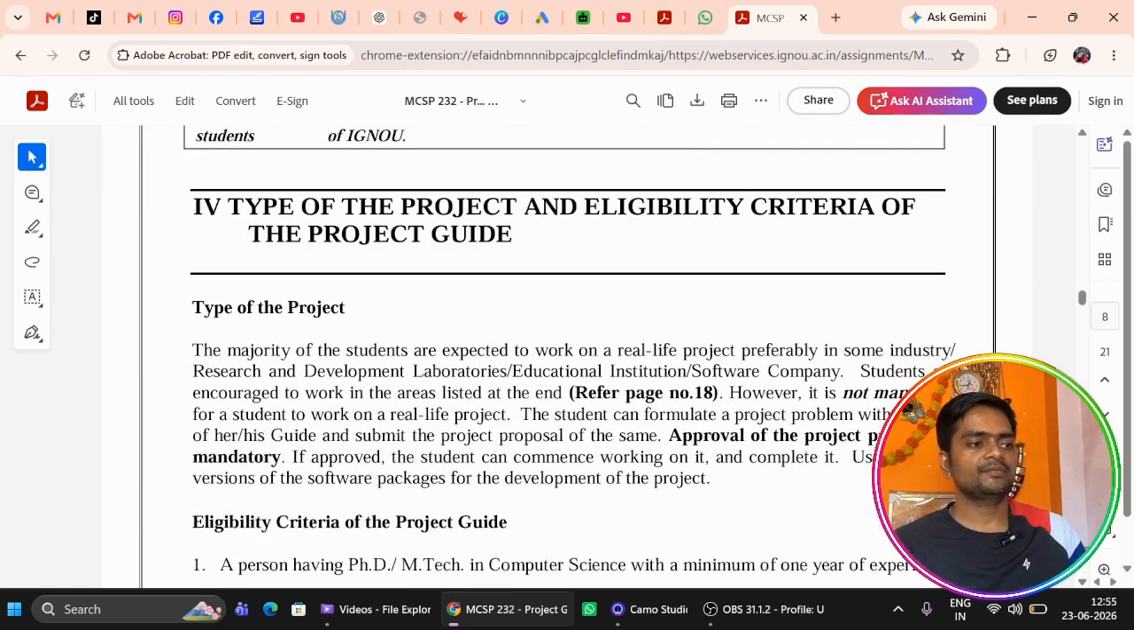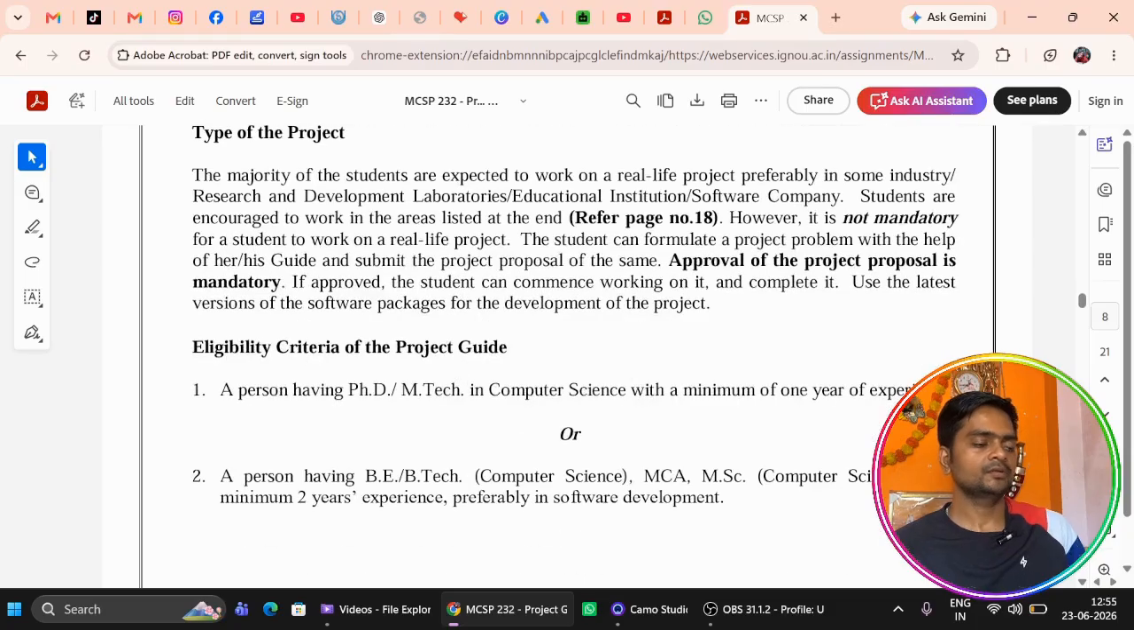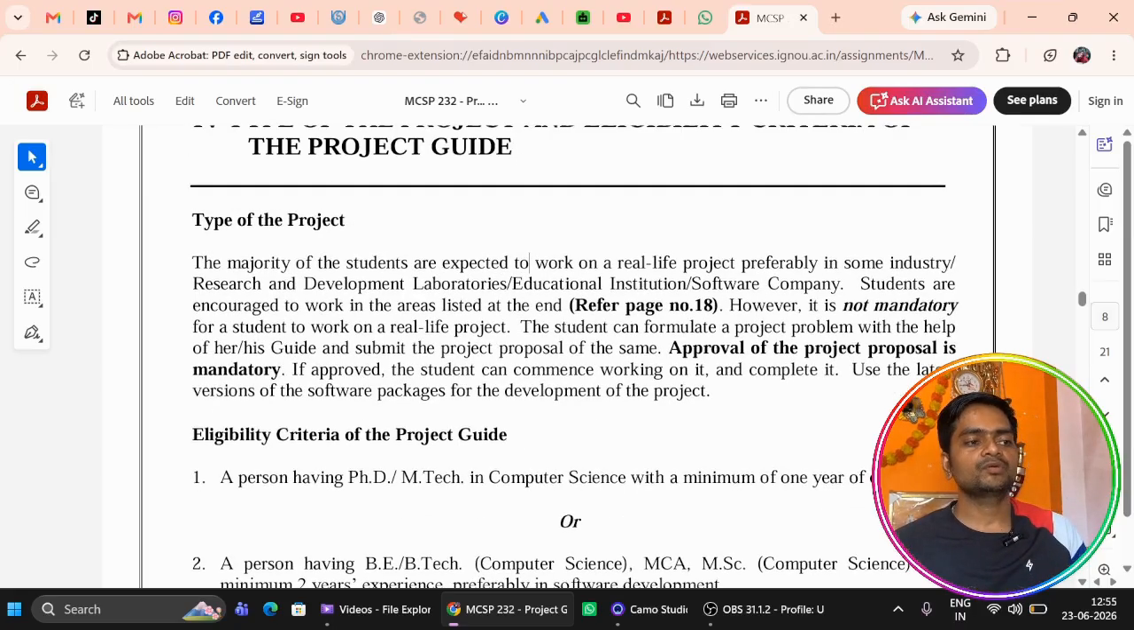See, this is the type of the project and eligibility criteria of the project guide. Who can be your guide, you have to understand first, because most of the students have confusion in selecting the guide, in finding the guide. The majority of the students are expected to work on a real life project, preferably in some industry, research and development laboratories, educational institutions, or software company. Students are encouraged to work in the areas listed at the end. We're going to see it later in the video.